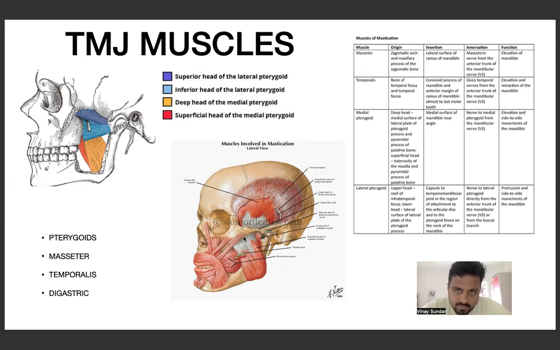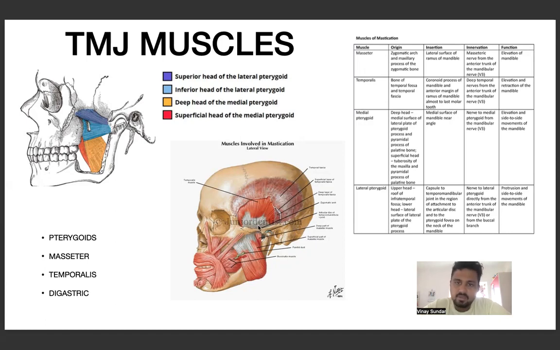So where does this originate from? This is the zygomatic arch. So you can simply write zygomatic arch or the maxillary process of the zygomatic bone here. And where does it insert? Onto the lateral surface of the ramus of the mandible. Very simple. So it starts from the zygomatic arch and maxillary process of zygomatic bone, goes down and ends up in the lateral surface of the ramus of the mandible.